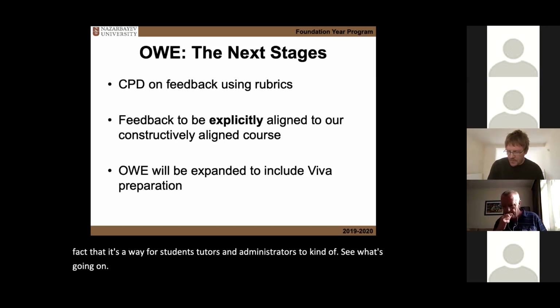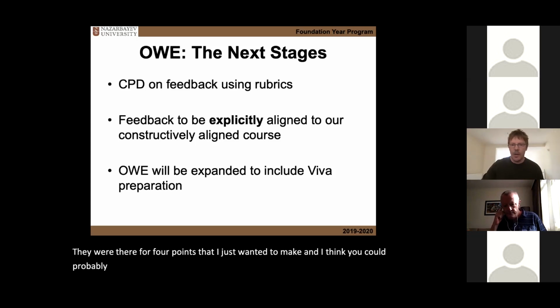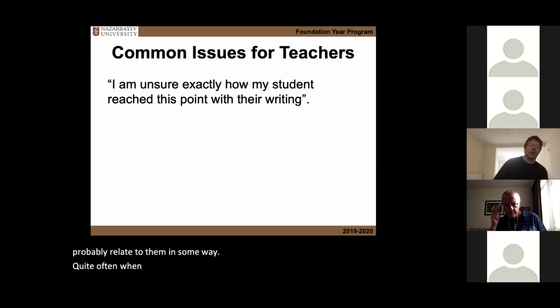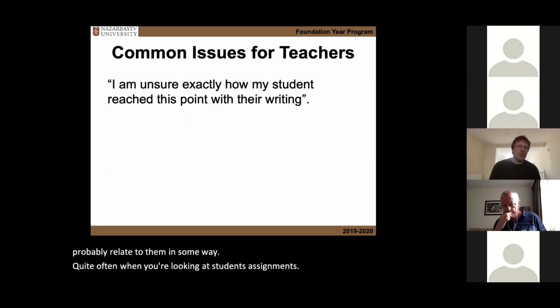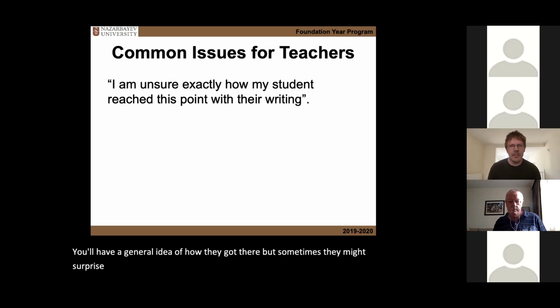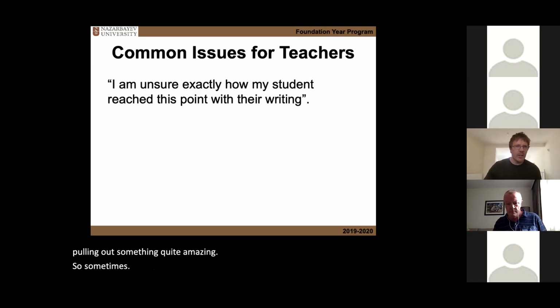Now, there are four points that I just wanted to make, and I think you could probably relate to them in some way. Quite often when you're looking at students' assignments, you'll have a general idea of how they got there, but sometimes they might surprise you, delivering very little over the period of the term and then suddenly pulling out something quite amazing. So sometimes we don't always get a true sense of how they got to that point in their writing.